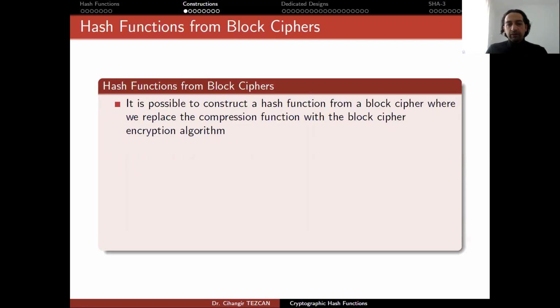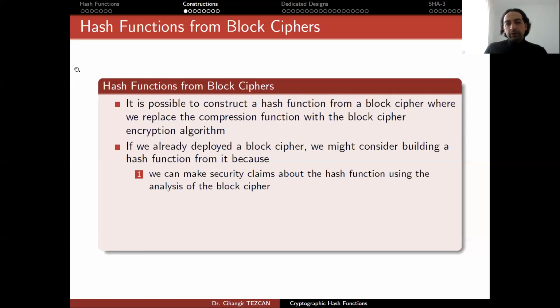First thing you can do is, instead of trying to construct something new, we can use our other algorithms and convert them into a hash function. For instance, we can construct a hash function from a block cipher. So it is possible to construct a hash function from a block cipher where we replace the compression function with the block cipher encryption algorithm.